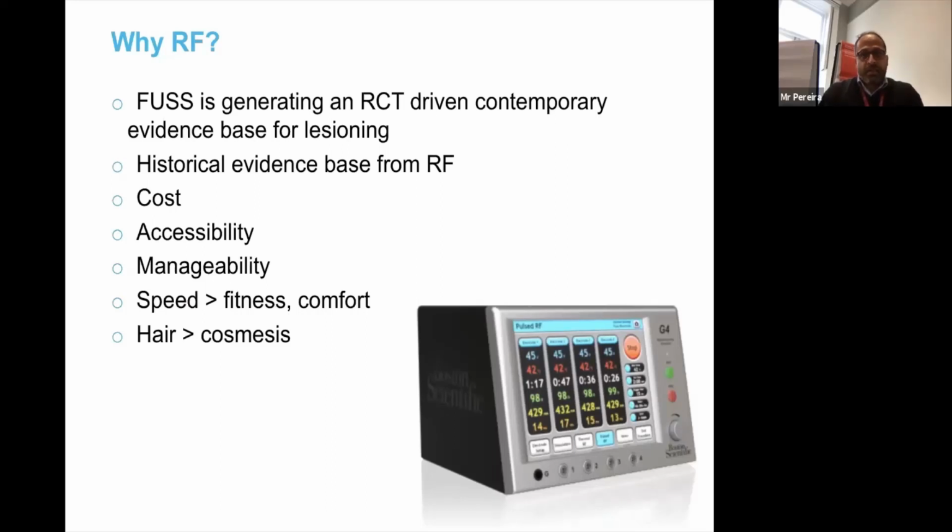Well, in summary, focused ultrasound is generating randomized control evidence in the modern era. You saw from that NEJM paper, it enables one to sham lesion without a cut in the skin and without a hole in the head, which is ethically more comfortable when conducting a randomized controlled trial. However, there is a large historical evidence base from radiofrequency, mainly case series, but in large numbers. There is a big cost difference between the two modalities.